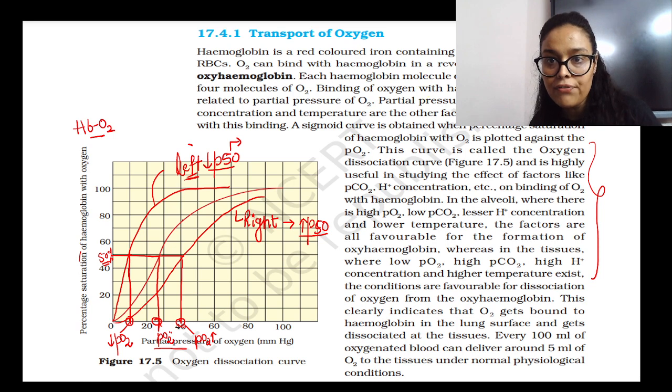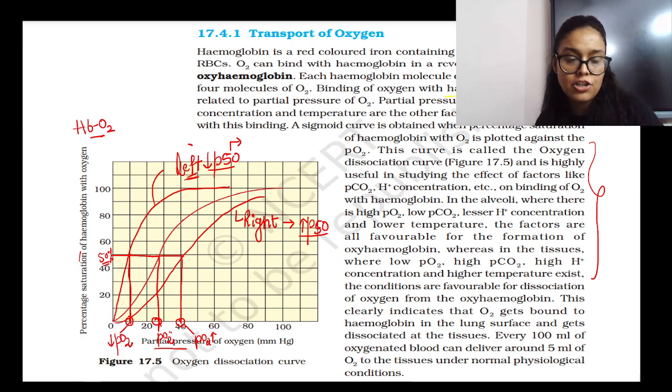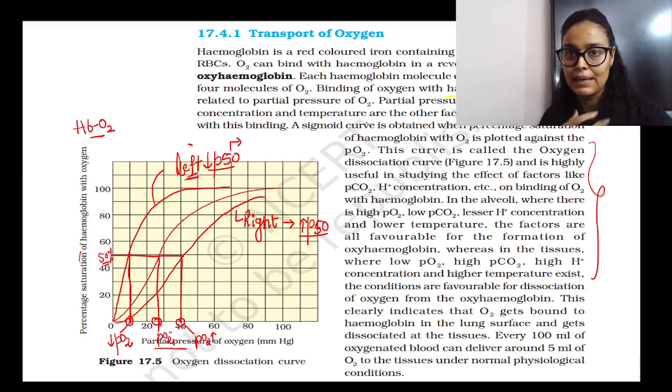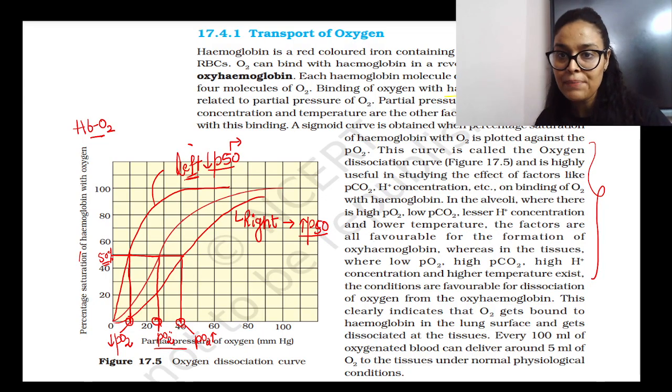So see, binding of oxygen with hemoglobin is primarily related to the partial pressure of oxygen. I have told you, right? So if the partial pressure is more, in the lungs we have seen the partial pressure of oxygen is more, and it will increase the affinity of hemoglobin with the oxygen, right? Partial pressure of CO2 and hydrogen ion also impact their association and dissociation. Concentration and temperature are the other factors which interfere with their binding.